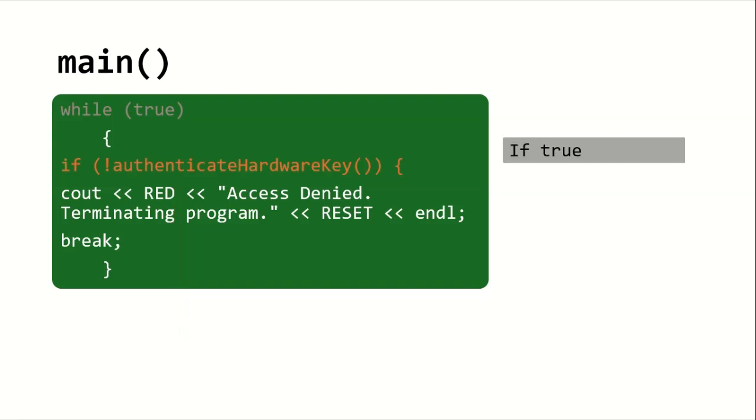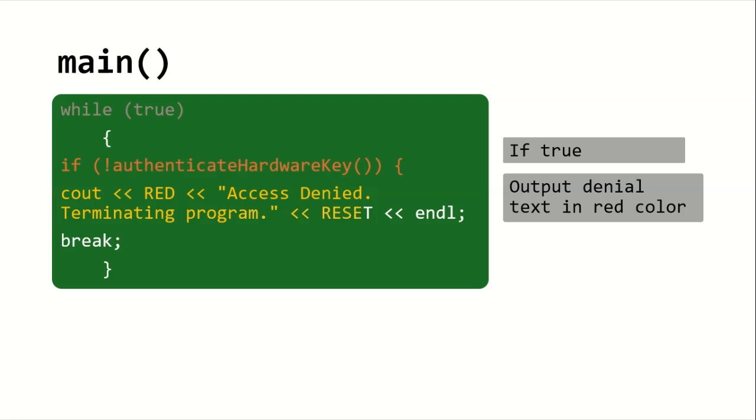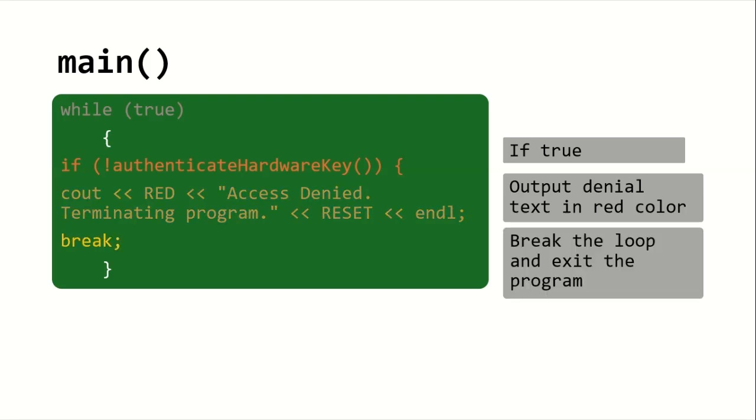I'm talking about the whole condition. If authenticate hardware key returns false, which turns this condition true, we will output a denial text in red color, and we will say the access is denied because the ESP denied our access. The key didn't match, or we ran into a timeout error, and break the loop and exit the program. We are not going to do anything.